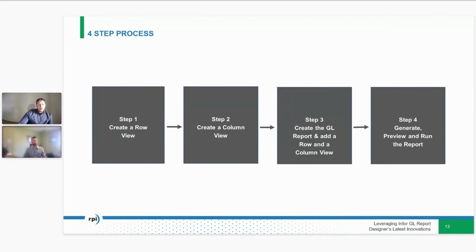Those are the 2 main components of your report. So once you've done those, you'll go ahead and actually create your GL report. You're going to add each of those elements into your report. And then at that point, you can go ahead and add any different filters that you need. And finally, your last step is going to be to generate the report. And then at that point, you can go ahead and preview and then run that report out to PDF.